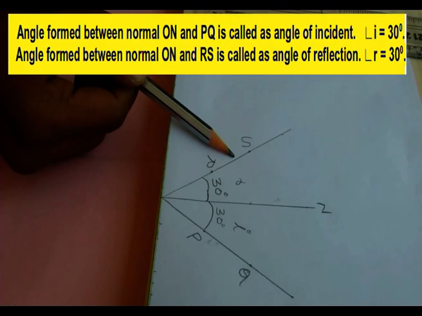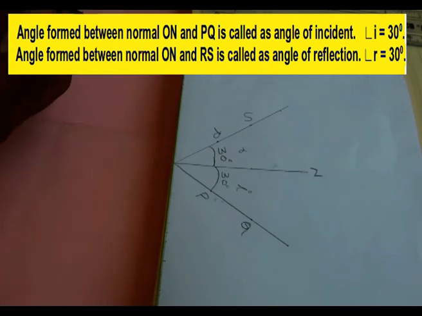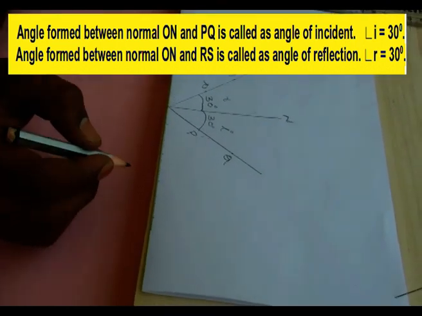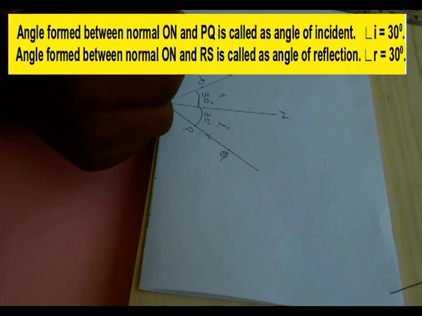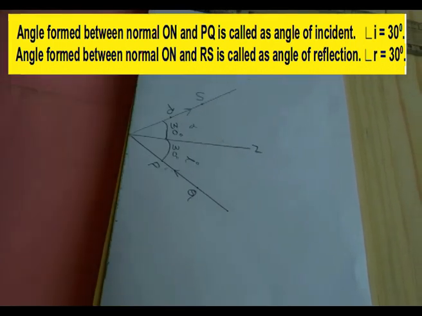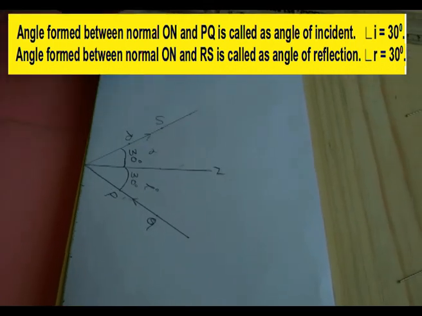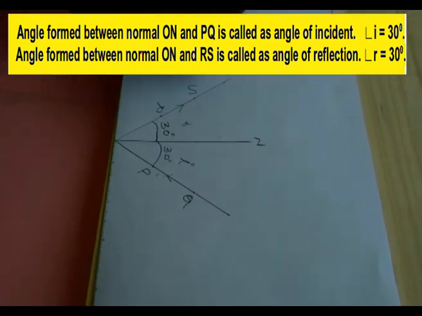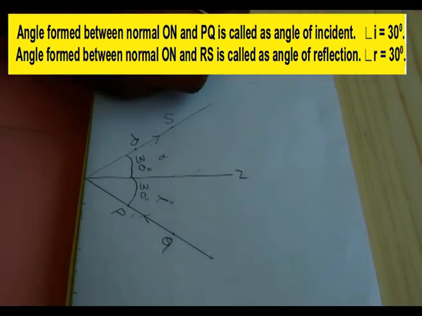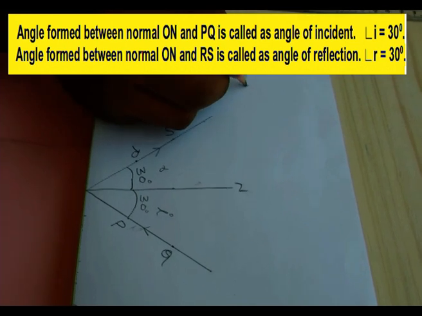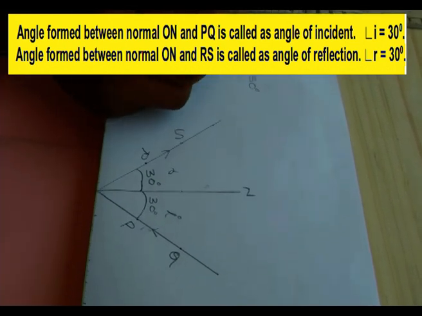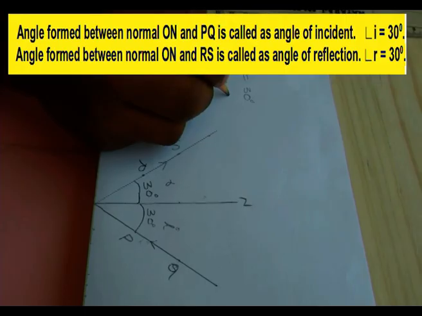The angle formed between normal ON and PQ is called the angle of incidence, and it is denoted with angle I. Here the angle of incidence is equal to 30 degrees. The angle formed between normal ON and RS is called the angle of reflection, and it is denoted with angle R. Here the angle of reflection is equal to 30 degrees. That means angle of incidence equals angle of reflection.